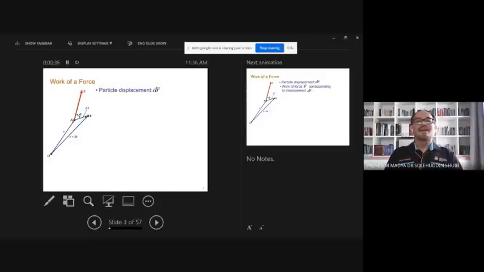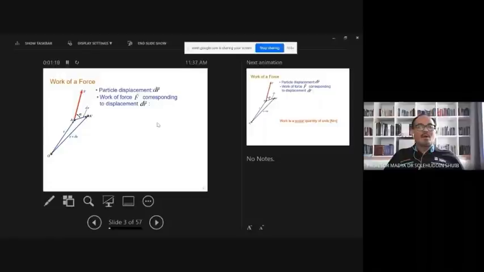Another question that I'm going to ask you: what is F? F is the work of force corresponding to the displacement dr. It is the work of force corresponding to displacement dr.